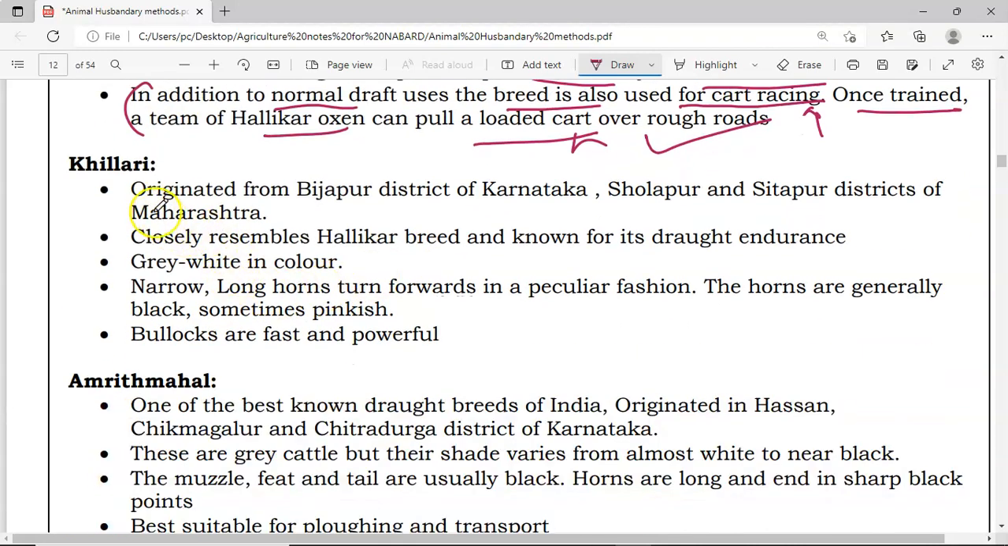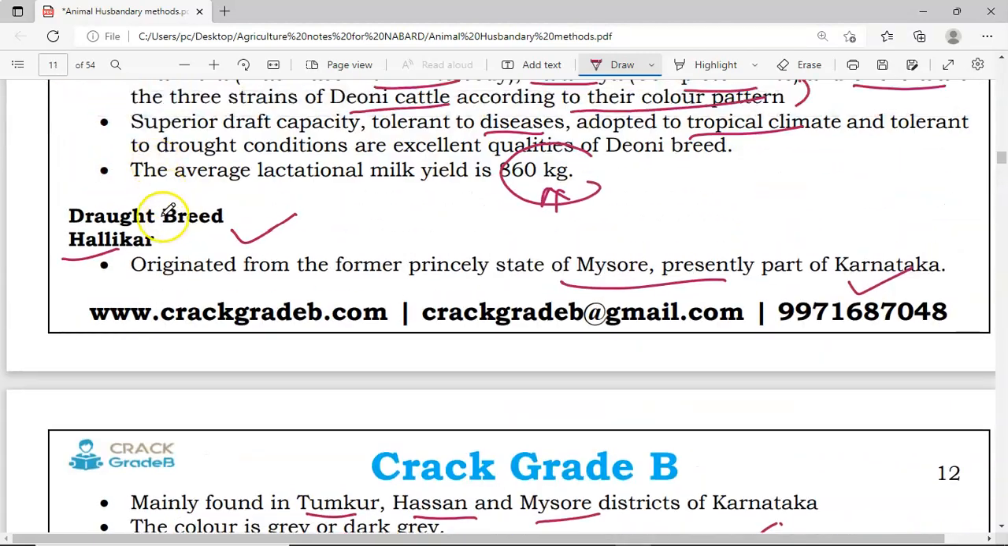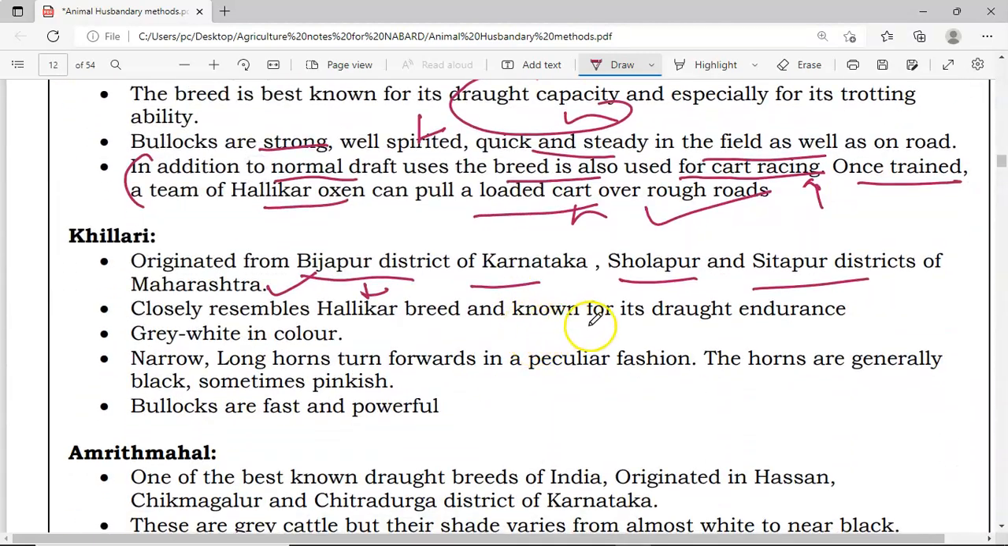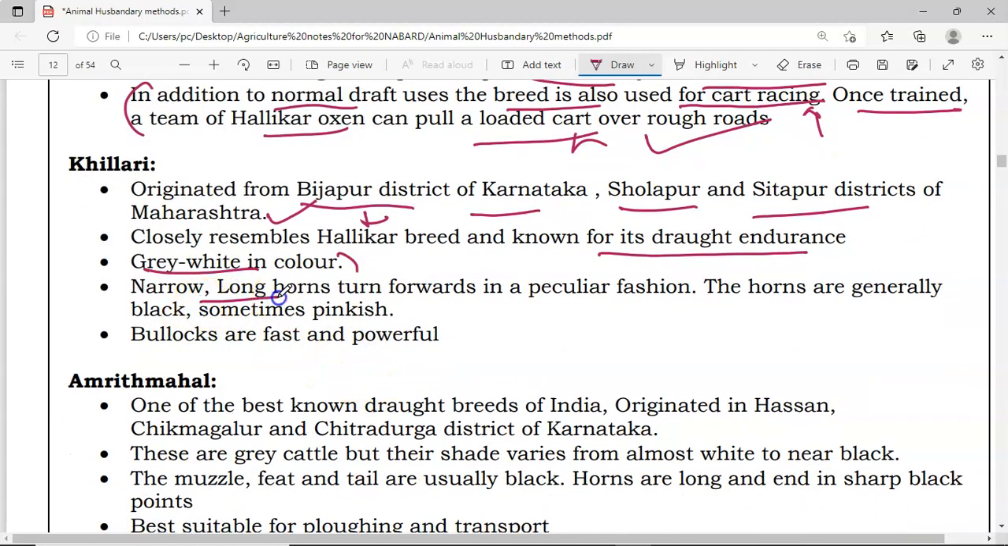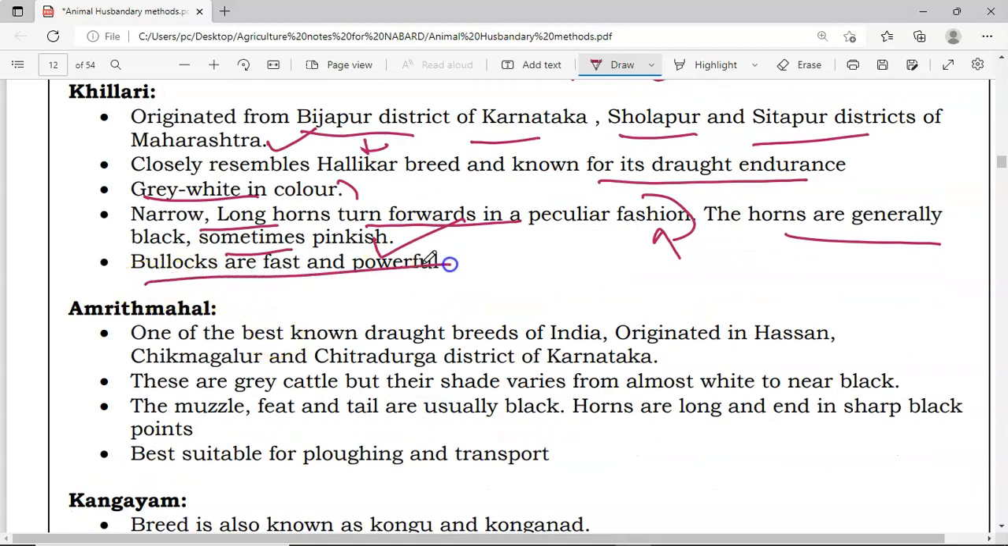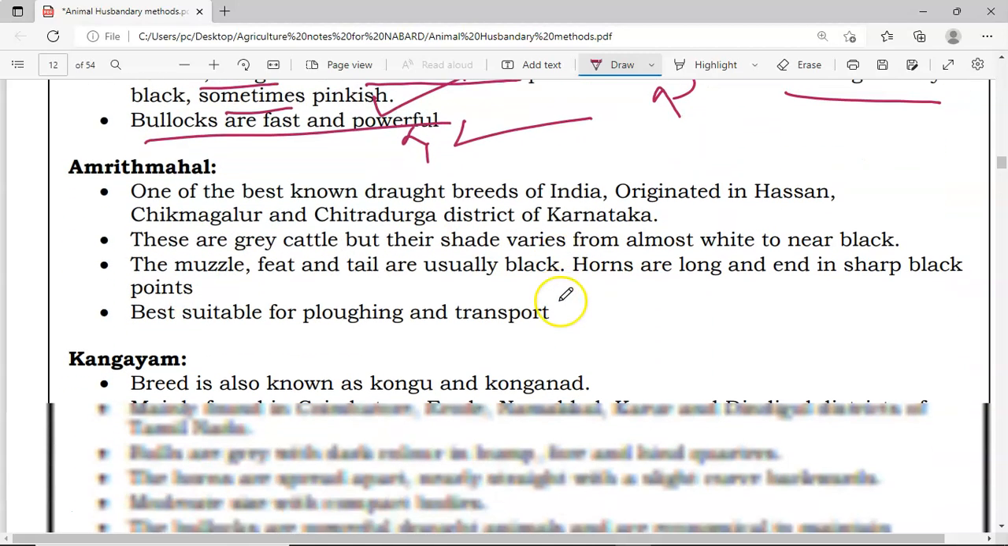This is Khillari, and it originated from the Bijapur district of Karnataka and the Sholapur and Satara districts of Maharashtra. It closely resembles the previous breed, Hallikar, and it is known for its draught endurance, and they are grey and white in color. They have narrow long horns turned forward in a peculiar fashion. The horns are generally black, sometimes pinkish. Bullocks are fast and powerful.